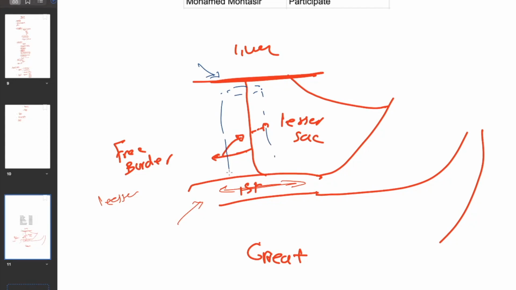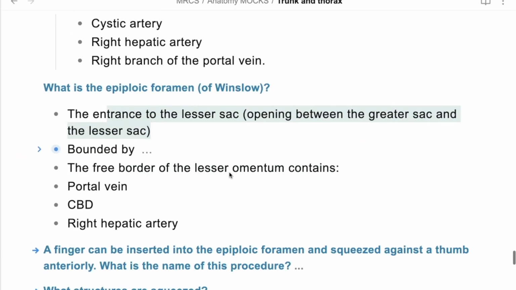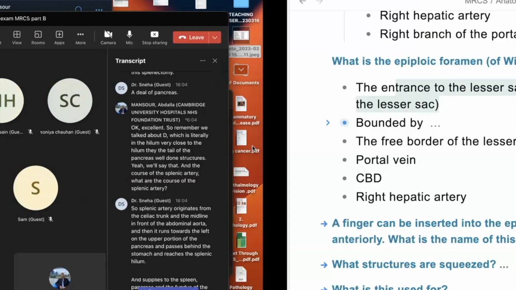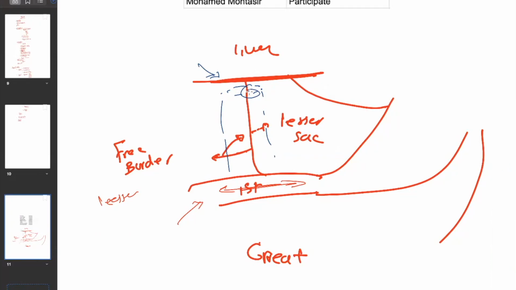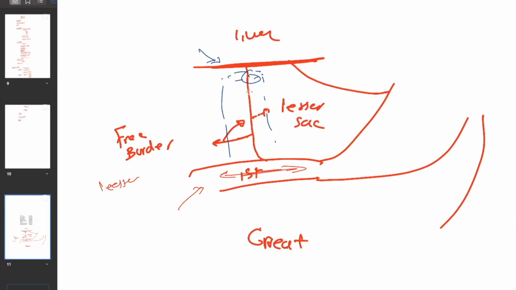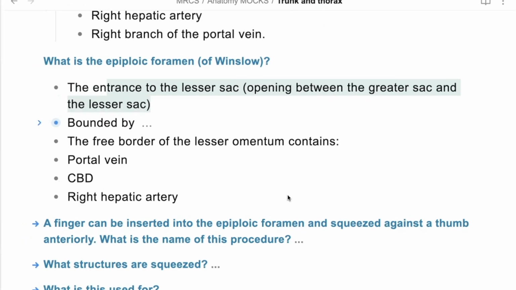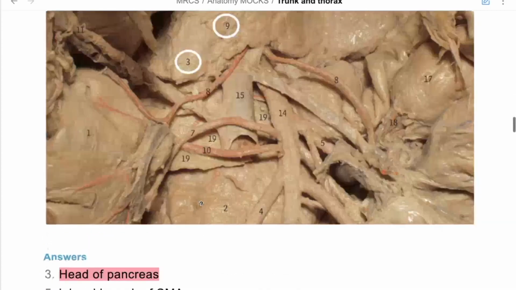It's still very relevant and very important surgically as well. The free border of the lesser omentum, remember that small area that we drew here. If you open it and look inside, you will find a few important structures, the portal triad. What is the portal triad? It has the portal vein, common bile duct, and hepatic artery. Three very important structures, all of them on the free border of the lesser omentum.